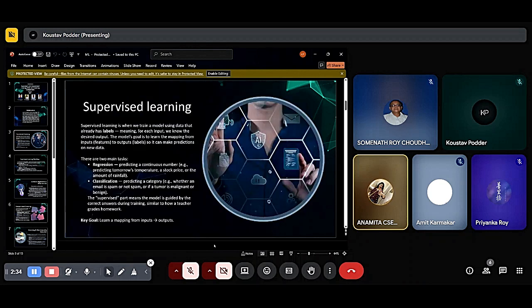Next slide, please. Supervised learning, we use it for training a model using labeled data, meaning with each input we already know the desired output. The model's goal is just to understand the mapping from input to output so it can make predictions for new data. There are two main tasks: regression and classification. Regression is predicting a continuous number, such as predicting tomorrow's temperature, a stock price, or the amount of rainfall.